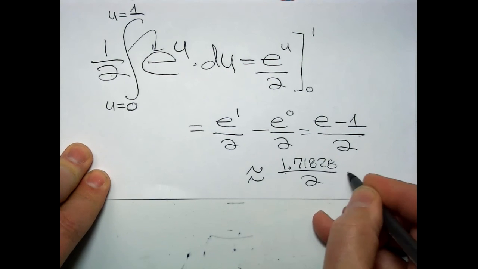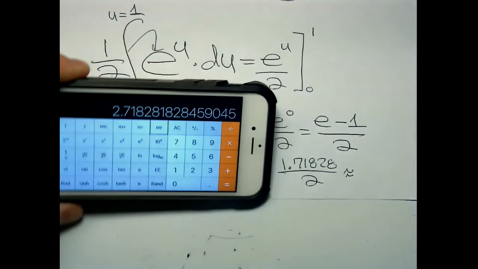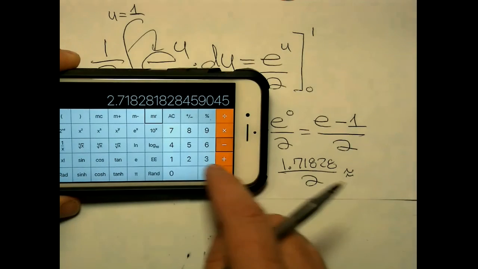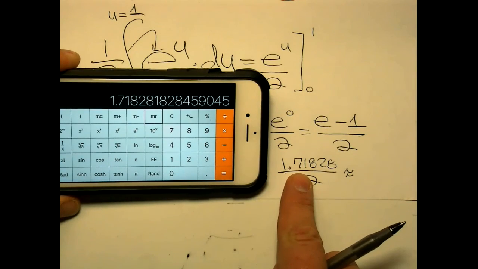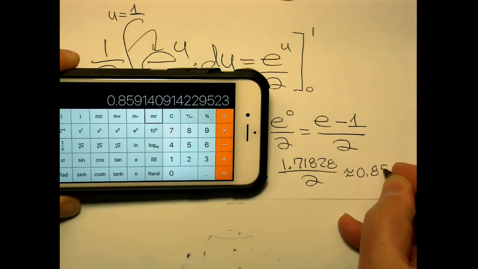1.71828 over 2. And let's just see what that is. So just so we can finish up here. Okay, there we go. e to the 1 minus 1. There's my 1.71828. Divide that by 2. So it's approximately 0.859.